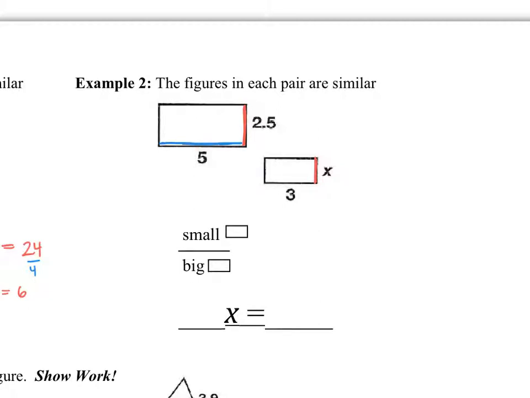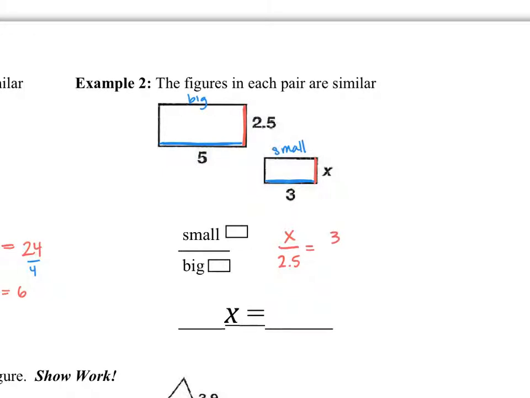And then this bottom side right here corresponds to this other side that I have in blue. All right, so I have my small rectangle, and I have my big rectangle. From the small rectangle, one of my sides is X, and that corresponds to 2.5 in the big triangle. So I went from small triangle X to big triangle 2.5. Those correspond.